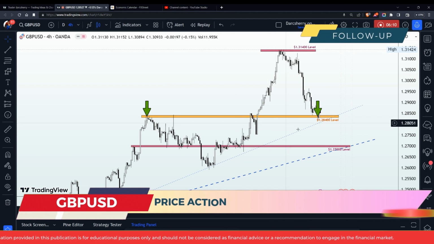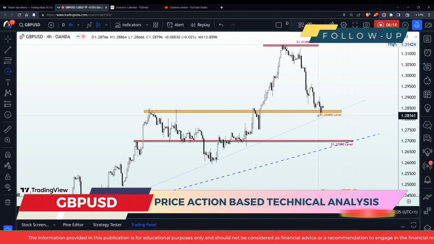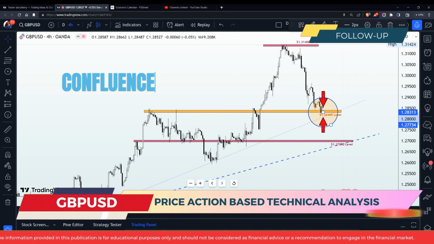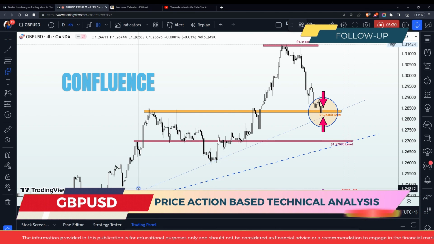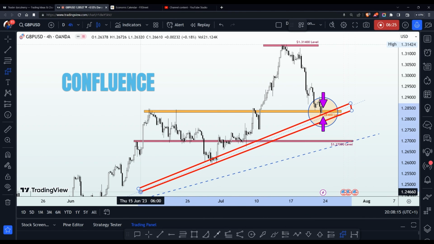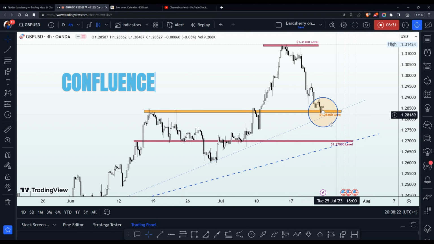Now, with the situation we have here, you will see that price action is back within that key level, which of course shares a beautiful confluence with that ascending trend line I identified earlier to give us an important confluence to look out for trading opportunities during the early hours of next week.